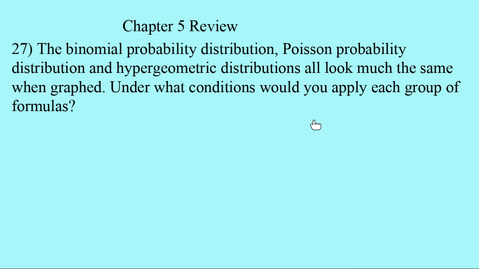All right. So now this one, I want you to write down what you believe the answer is. The binomial probability distribution, Poisson probability distribution, and the hypergeometric distributions all look much the same when graphed. Under what conditions would you apply each group of formulas? So you have to name 3 conditions for each of the different distributions. So if you can write down the distribution and beside it the condition, and then I can look at what you wrote. Okay? Thank you.